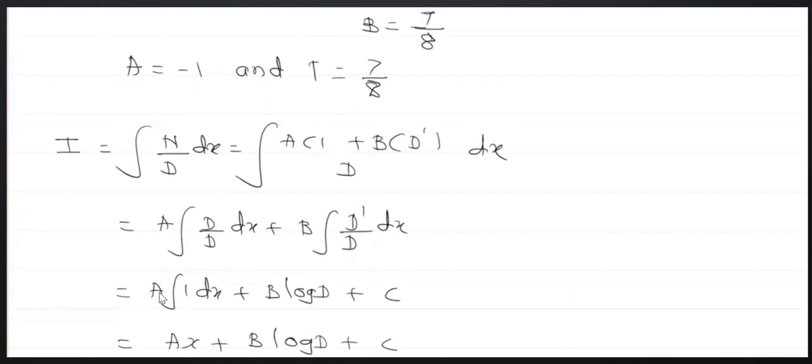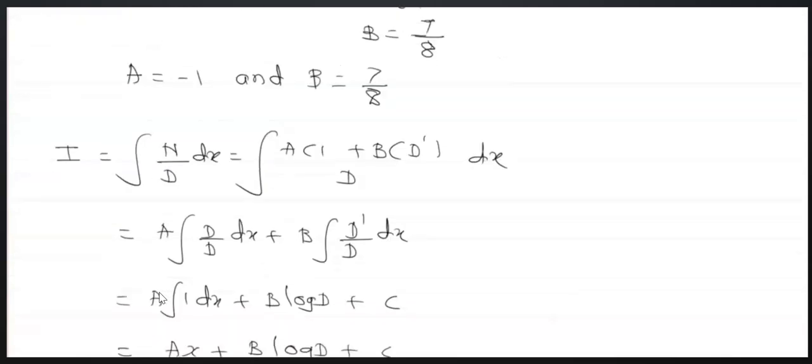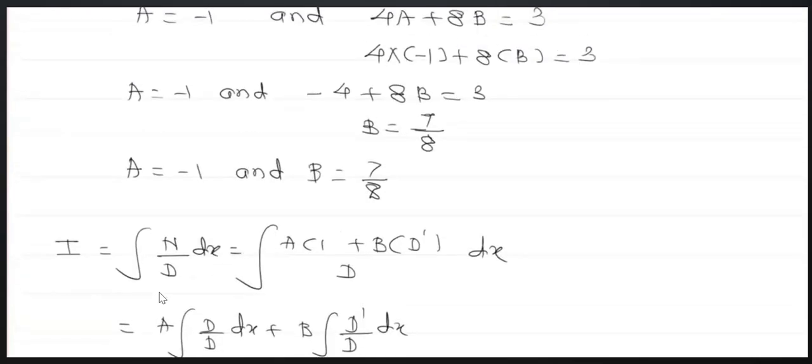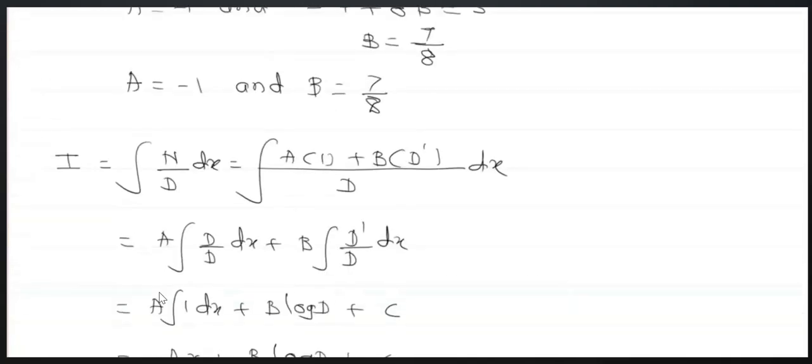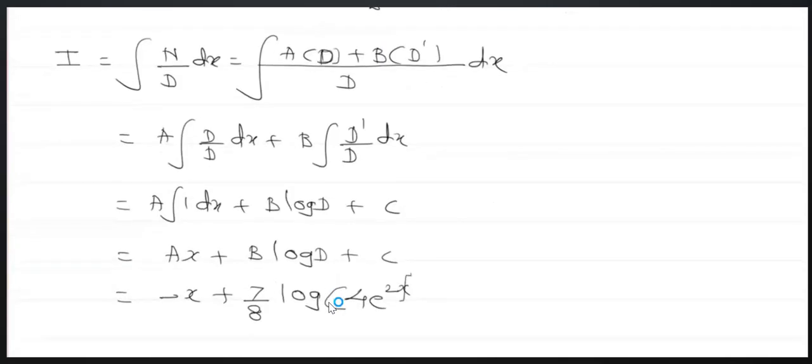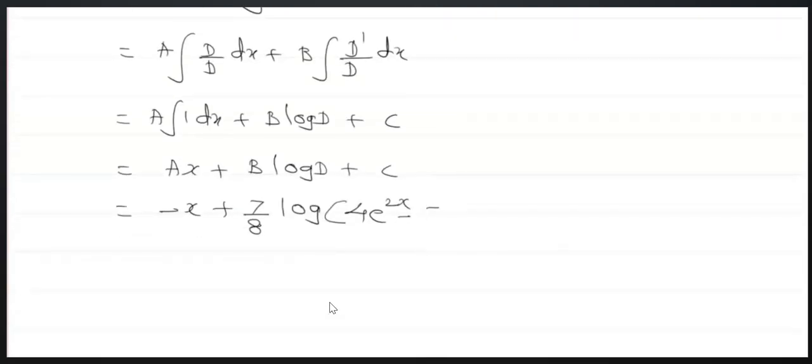Now write the value of a, b and D. That is a minus x plus 7 upon 8 log of D. The value of D is 4 e raised to 2x minus 5 plus c, and this is the answer.